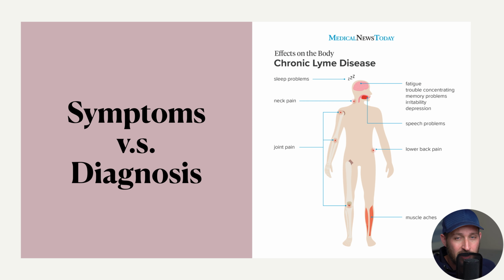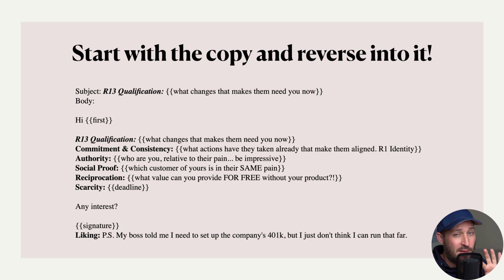So what we're really trying to get to is, how can you diagnose a company? That's the lens with which you should think about this. I found the best way to do this is to start with some of the copy and reverse into it. This is using Robert Cialdini's influence framework. But really it starts with this R13 qualification, which are different ways to think about how you can get to an insight. I'll walk through that in just a second.